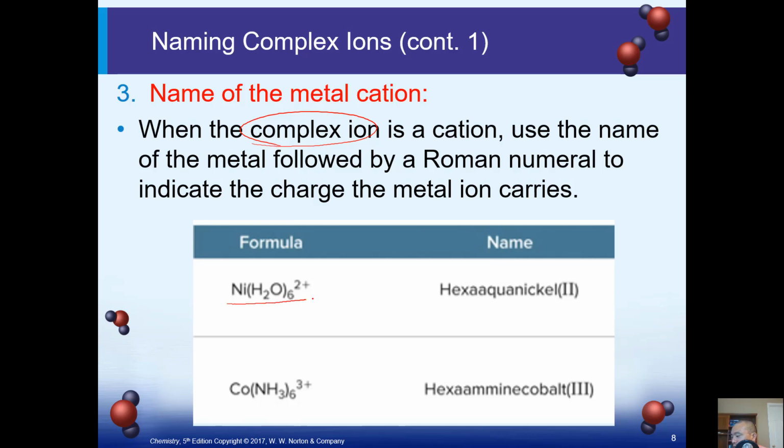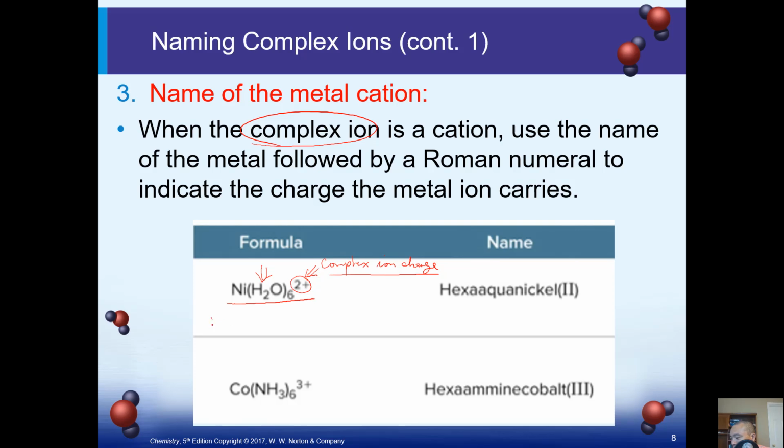in this complex ion, it carries 2+ charge. And this 2+ charge is not the charge for the metal. This is the complex ion charge. How do you calculate the metal charge? The metal charge can be calculated by considering the complex ion charge and the charges of the ligands.